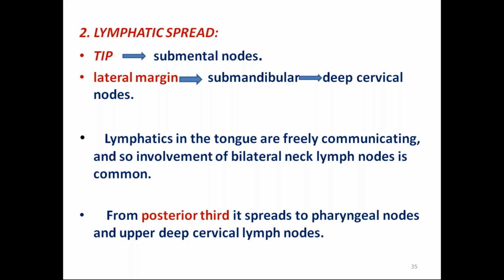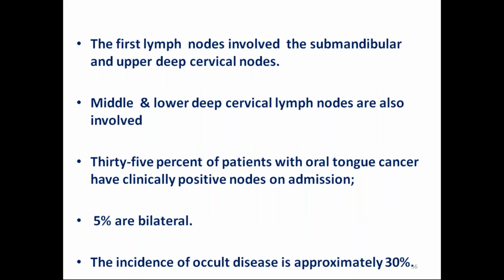And from the posterior third, it spreads to the pharyngeal nodes, and the upper deep cervical lymph nodes are involved. The first lymph nodes involved are the submandibular and upper deep cervical nodes, and the middle and lower deep cervical nodes are also involved.